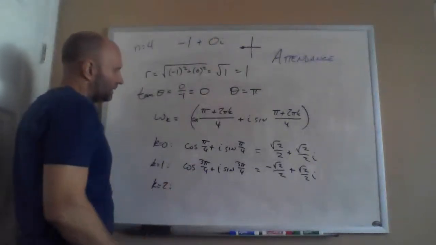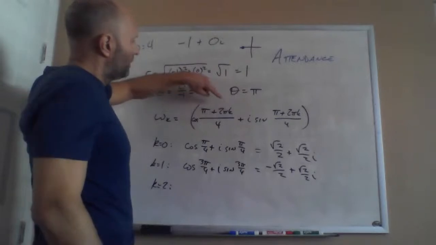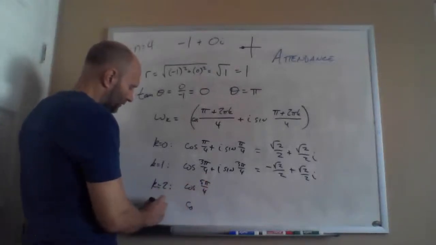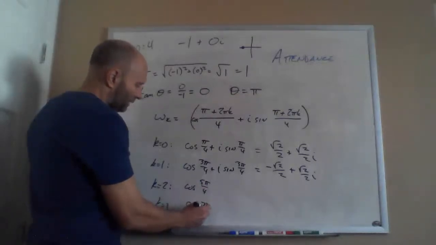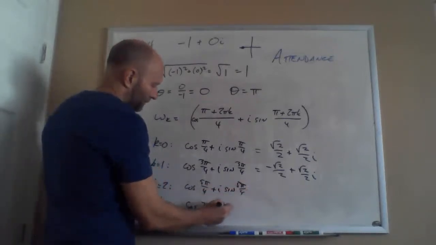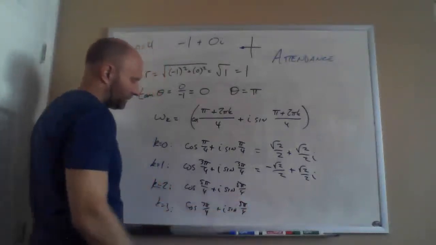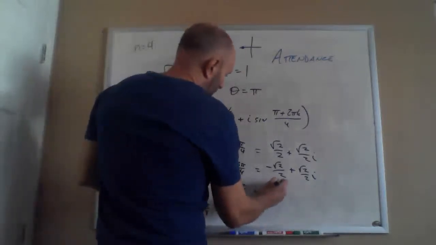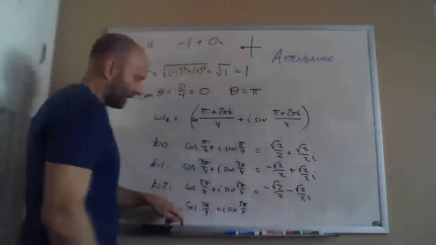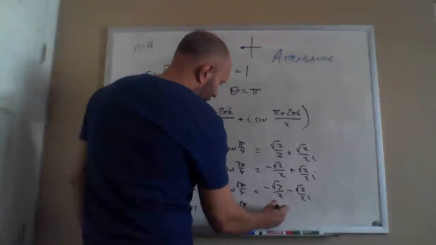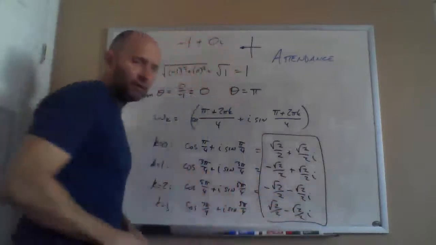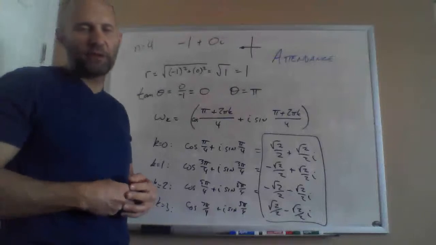All right, k is 2. So when k is 2, 2 times 2 pi is 4, 4 plus 1 is 5, so you can see what's happening here. This is 5 pi over 4. And the next one, when k is 3, is 7 pi over 4. It's just hitting all the pi over 4 values. So cosine of 5 pi over 4, negative root 2 over 2. Sine of 5 pi over 4, negative root 2 over 2. And then last but not least, in quadrant 4, positive root 2 over 2 minus root 2 over 2 i. So these would be the 4 answers that you have for problem number 7.